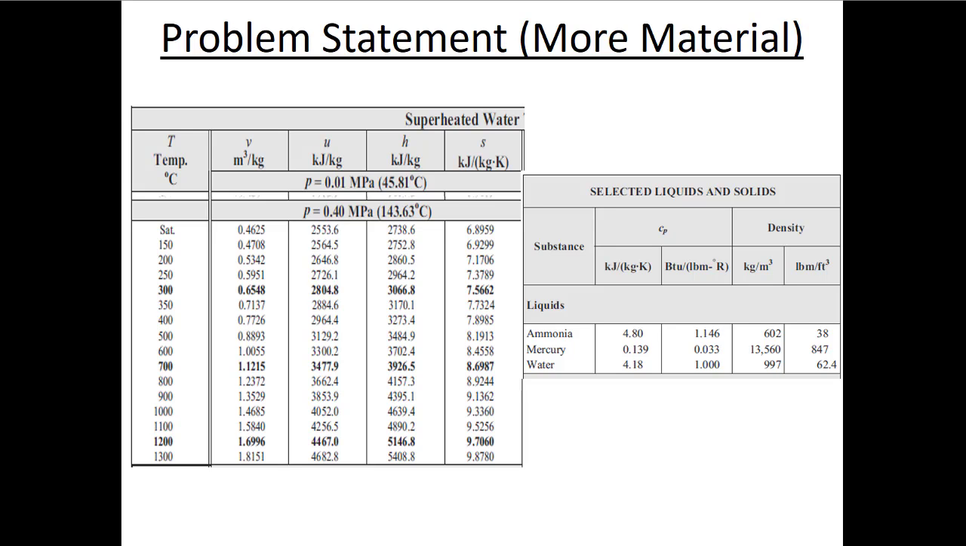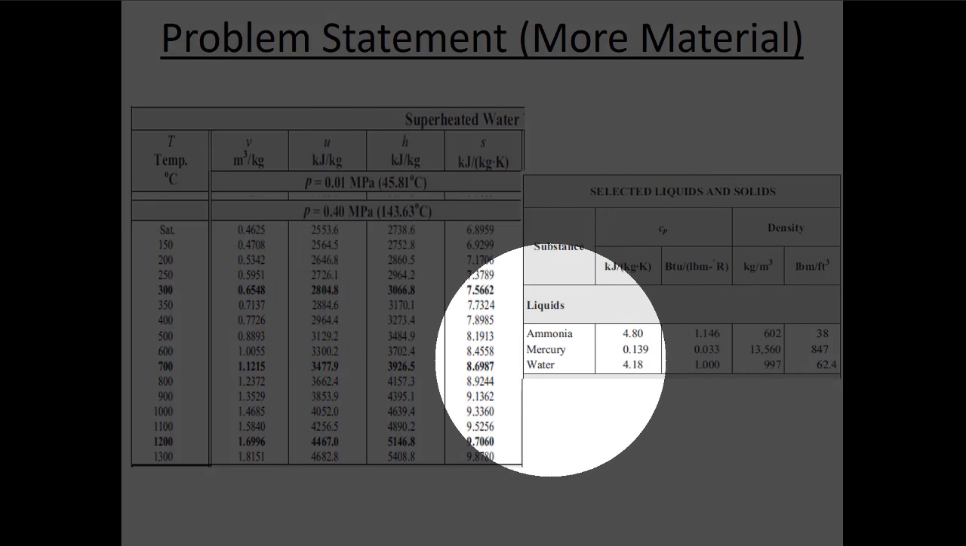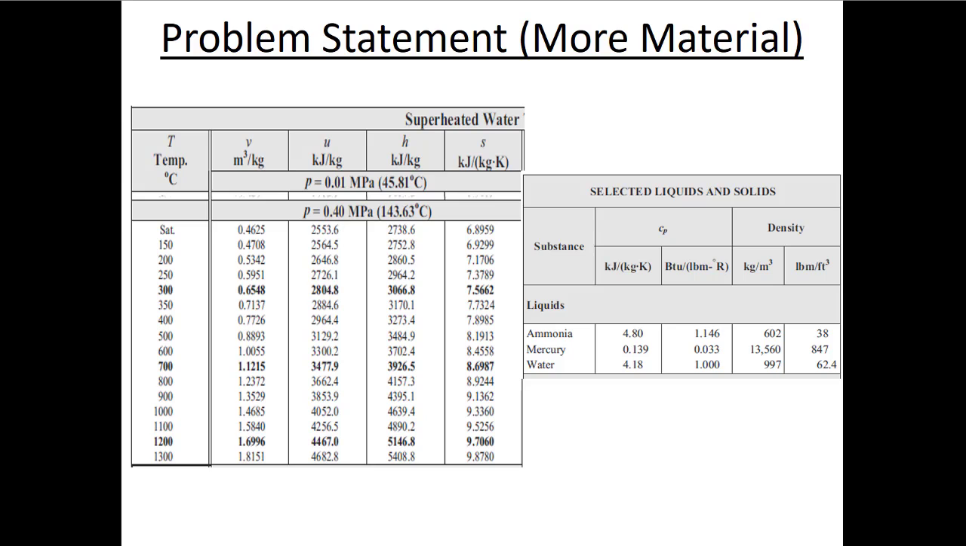We're also given some information about specific heat and density for mercury, ammonia, and water in case we need that information as well.